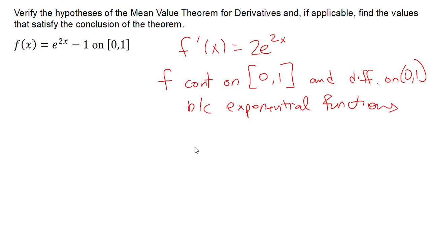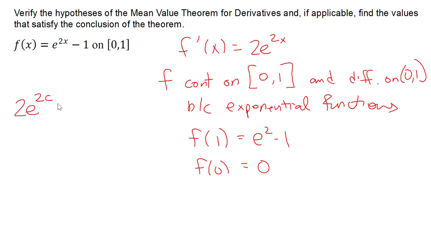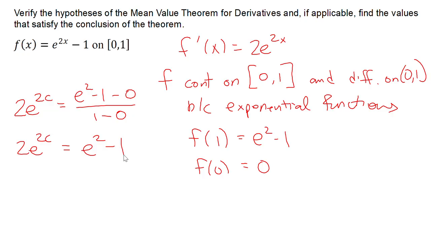So then we need to find f of 1 and f of 0. F of 1 is e squared minus 1, and f of 0 is e to the 0, which is 1, minus 1. So f of 0 is just going to be 0. So now, according to the mean value theorem, since the conditions have been met, f prime of c, or 2e to the 2c, should equal f of 1 minus f of 0 over 1 minus 0. In other words, 2e to the 2c ought to equal e squared minus 1.